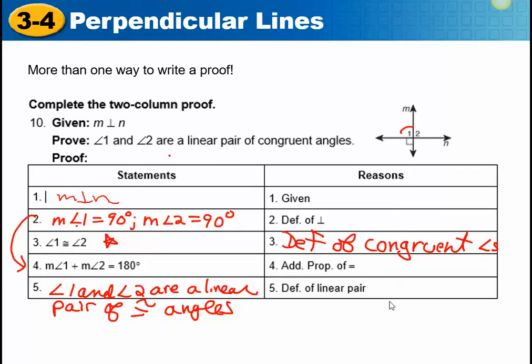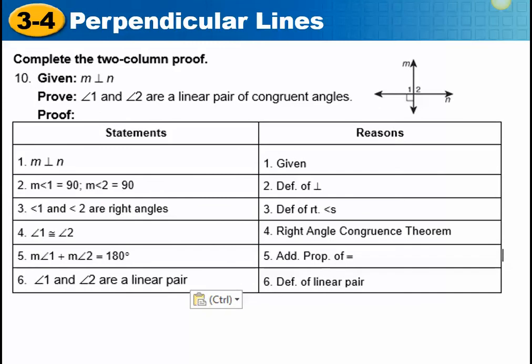But there's more than one way to do a proof. So let's look at this one. I already put all the steps in this one, but I did this one a little bit differently. I started out with the given, same exact problem, same sketch, everything. And then I said that the measure of angle 1 is 90 and the measure of angle 2 is 90 because of the definition of perpendicular. That means then that angle 1 and angle 2 are right angles, because that's the definition of right angles. If they're equal to 90 degrees, they're right angles.